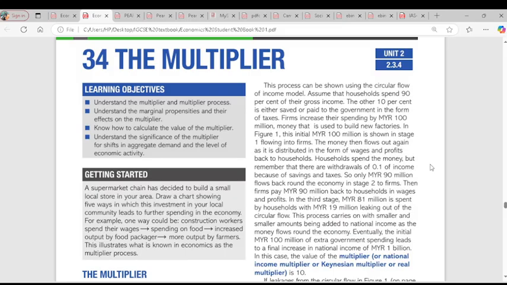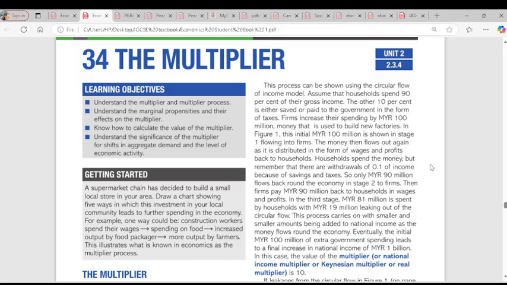The multiplier model states that the higher the leakages from the circular flow, the smaller the value of the multiplier. So there's injection and there's leakages or withdrawal. If leakages increase, it means income is not injected, so the multiplier effect will be less. And if injection increases, the multiplier effect will be high. Get the point here? The higher the leakages, the lower the multiplier effect. The lower the leakages, the higher the multiplier effect. That is what the multiplier model is stating.